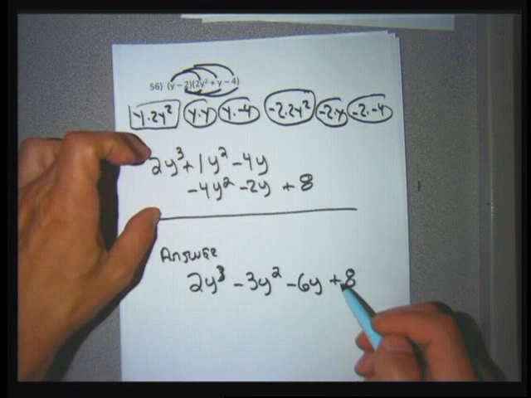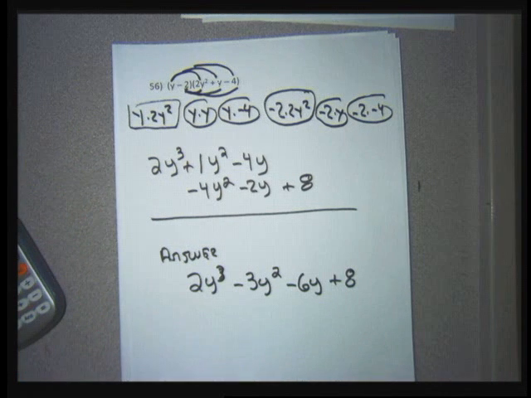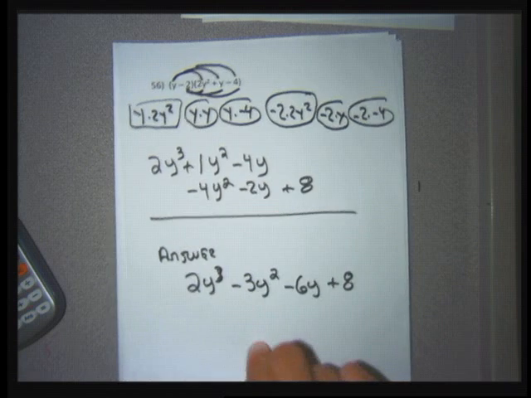And after I do the multiplying, it's an adding and subtracting phase. In the adding and subtracting phase, you don't change the exponents. It's only when you're multiplying do you change the exponents. So 2y cubed minus 3y squared minus 6y plus 8 would be perfect.